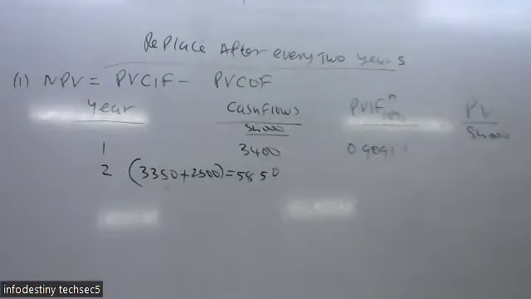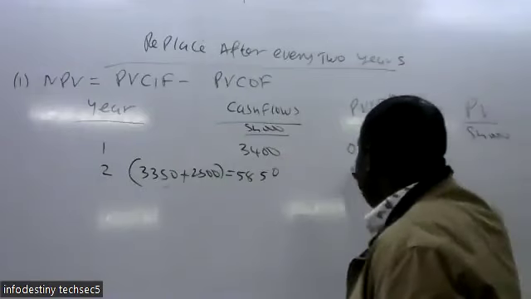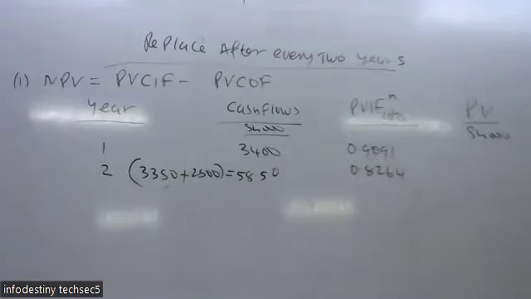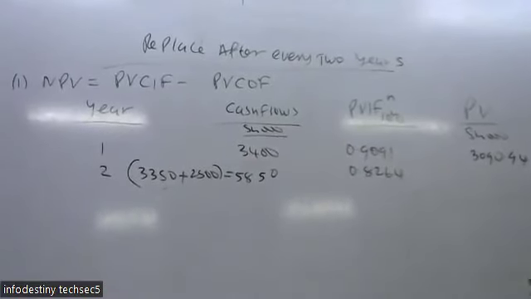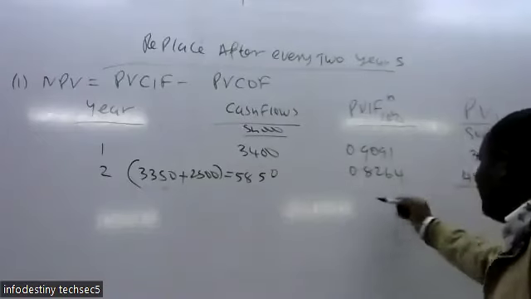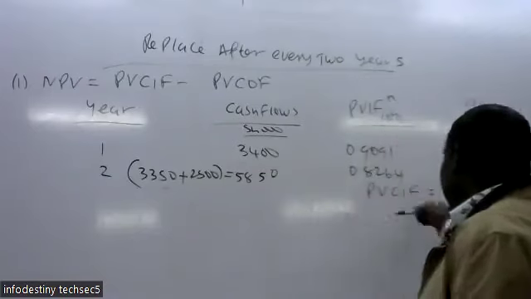So what is there in the first table, 10% in year two? 0.8264. So this year one will give you how much? When you take that 3,400 multiplied by 0.9091. So also confirm for year two. So when we add them together, what should be our present value for the cash inflows?